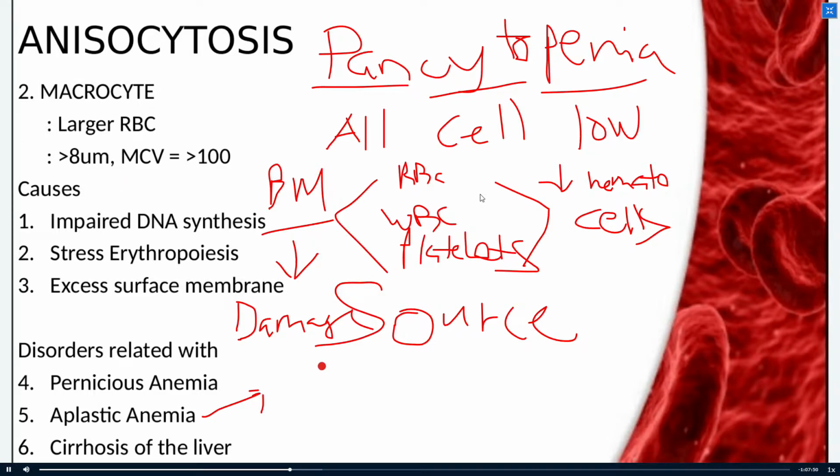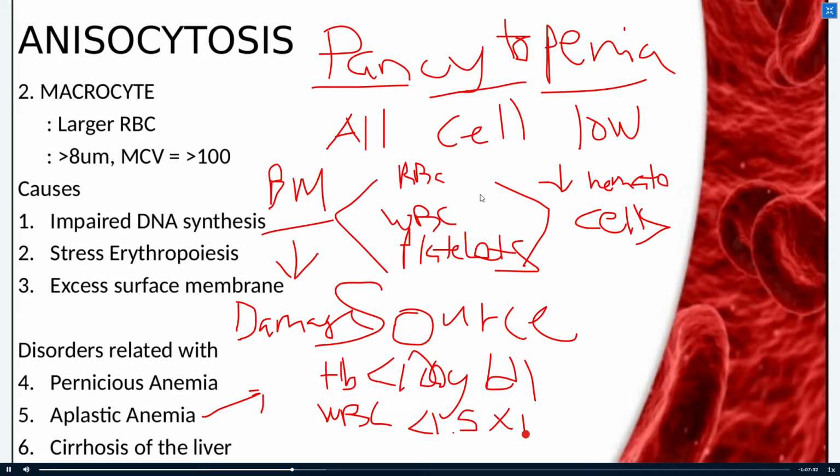Okay? So in this case, class, ang hemoglobin nyo would be less than 100 grams per dL. Kindly write this down. Then yung WBC nyo, class, is less than 1.5 times 10 raised to the 9 per liter. And yung platelet count nyo is less than 50 times 10 raised to the 9 per liter.